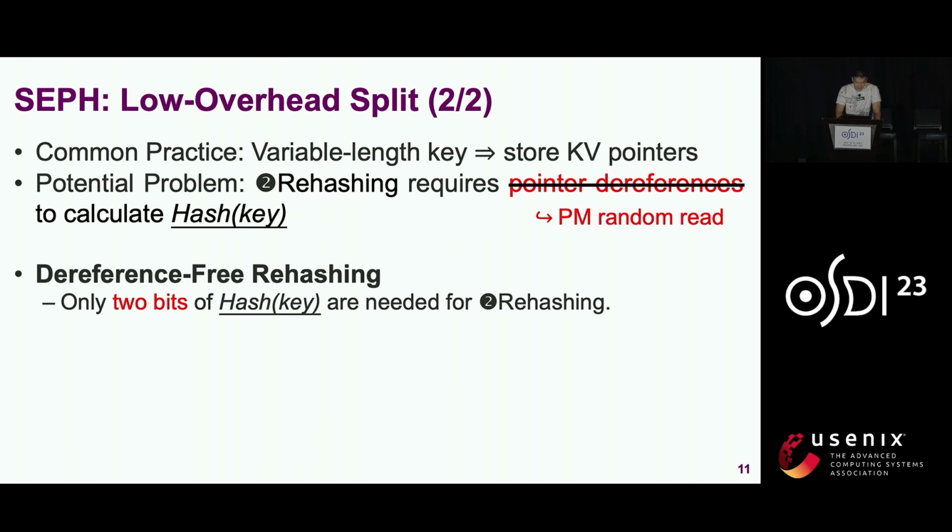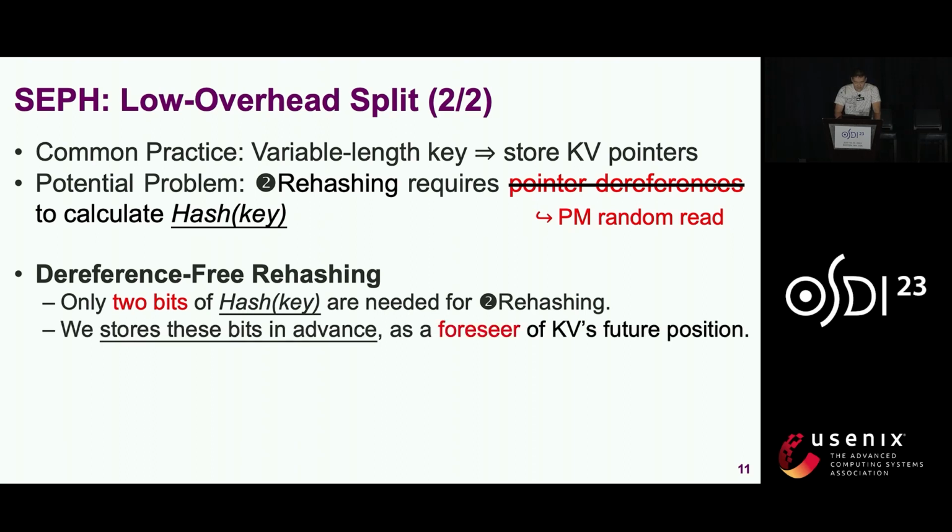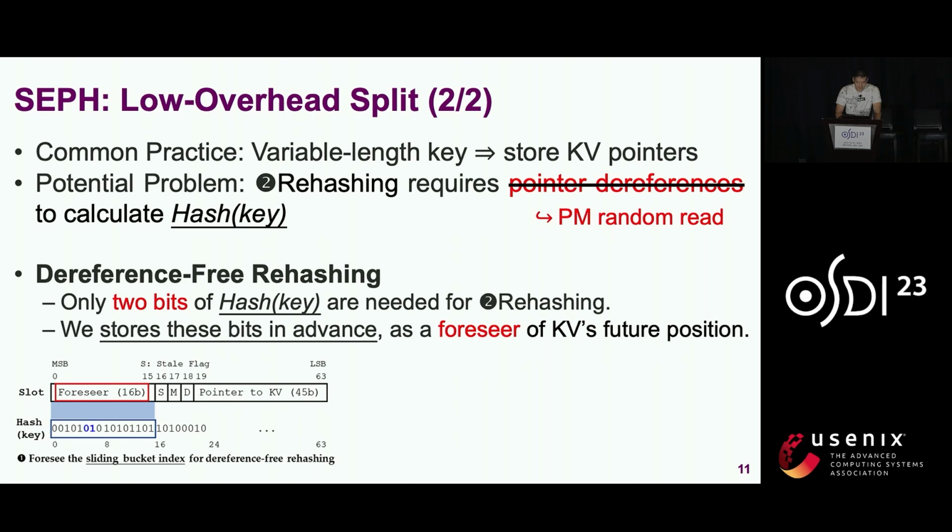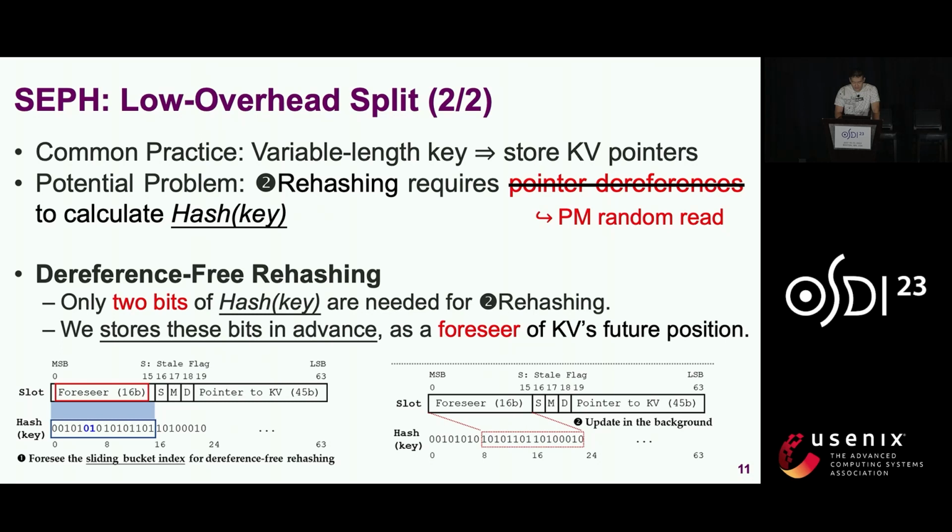In our 1/3 split, only 2 bits of the hash key are needed for rehashing to know where to place the rehashed KV items. So we propose to store these bits in advance as a fingerprint of the KV's future position. In our implementation, we store a 16-bit fingerprint with the KV pointer. Considering the fingerprint can be used up after many rounds of rehashing, we update them in the background.